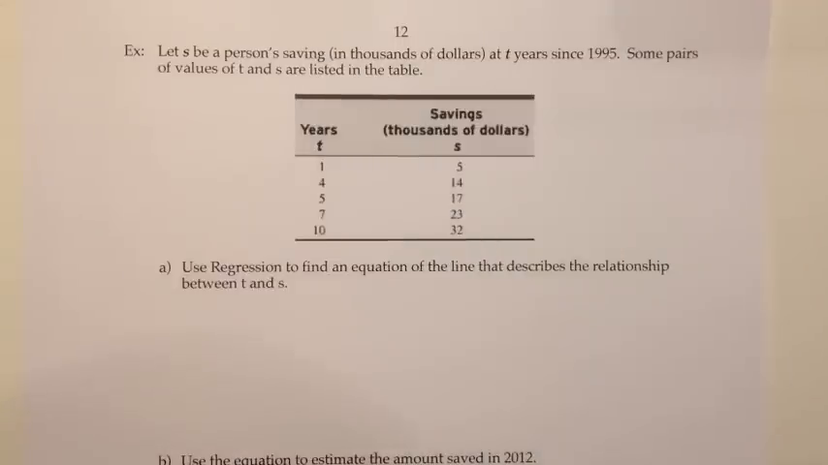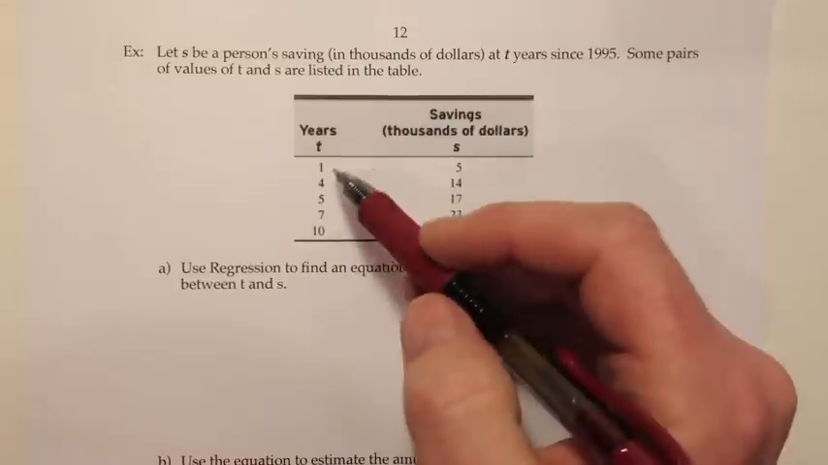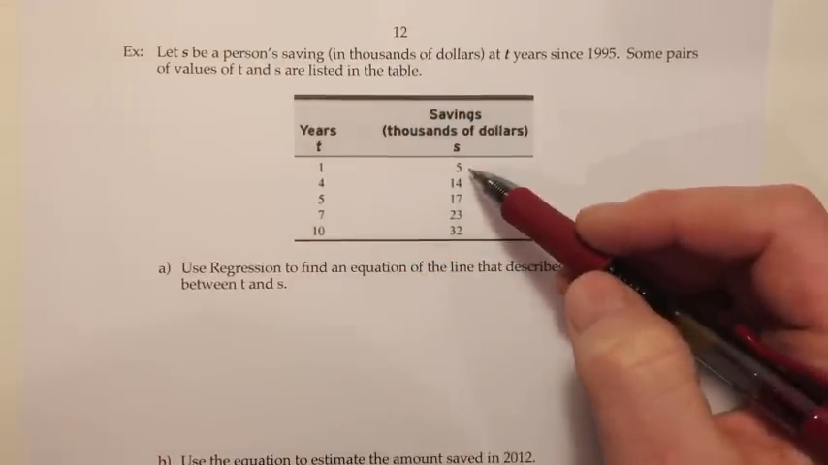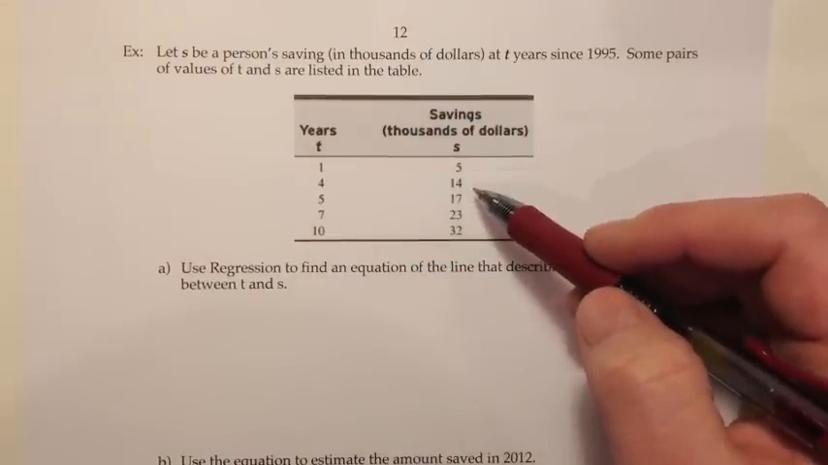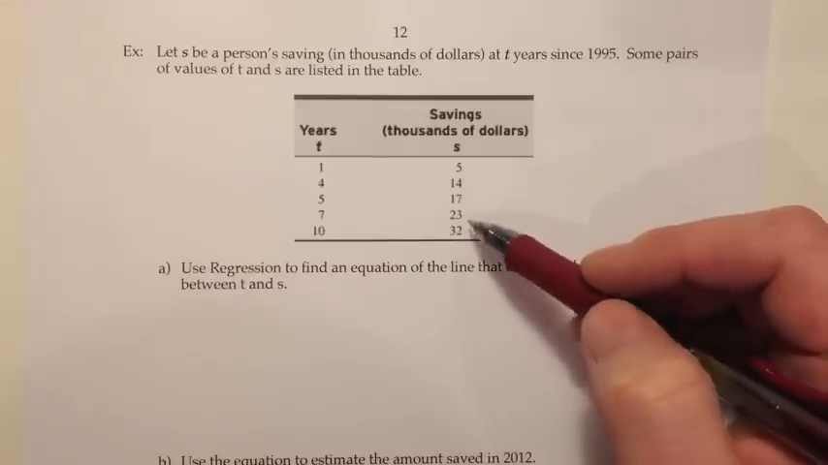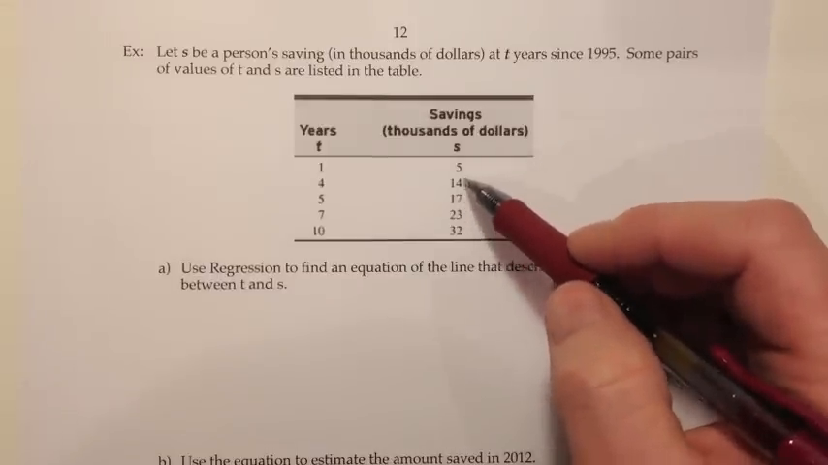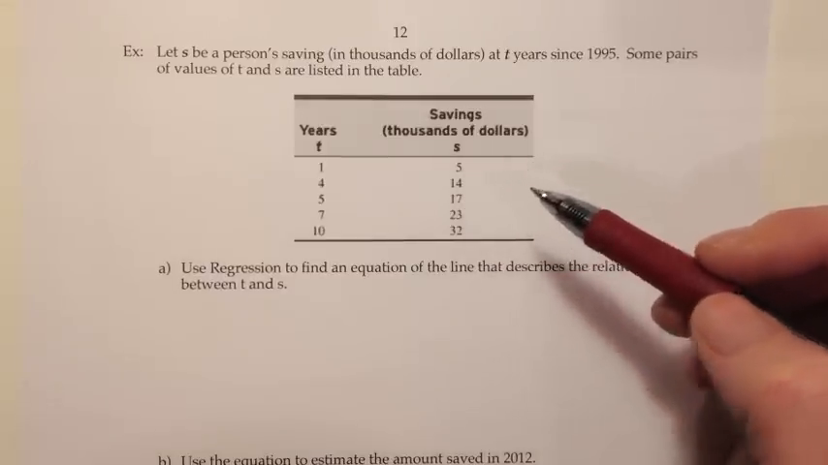All right, last page of section 5.4 here, and we're going to look at an application to what we've been doing. Let's go ahead and read through it. Let S be a person's savings in thousands of dollars, T years since 1995. Some pairs of values of T and S are listed in the table below. So they've given us values of years since 1995 and then how much the person has in their savings accounts at that time. And it's in thousands of dollars. So when it says 14, it's actually $14,000.